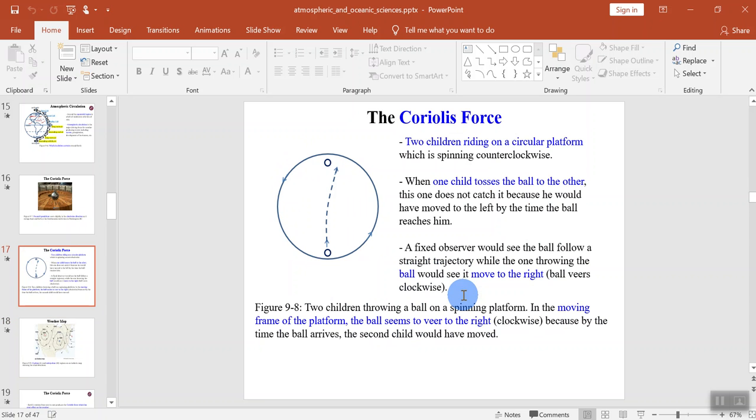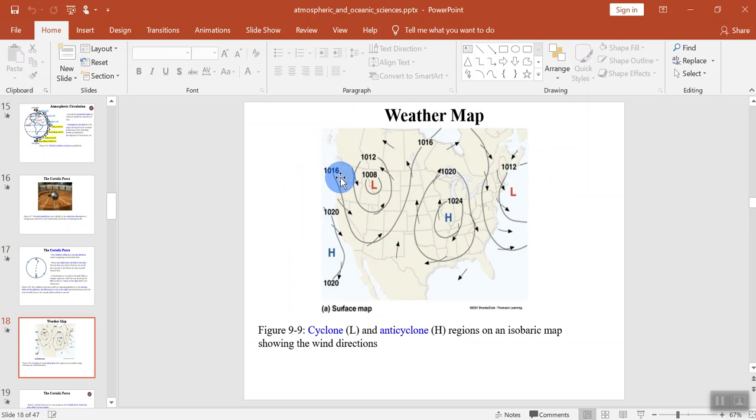All right. Let me say one more thing. Now you take these two kids, instead of playing on a platform like this, you take them to the very North Pole. Okay? And they're tossing the ball. Earth is moving underneath them counterclockwise, just like here. So if one kid tosses the ball, same thing happens. It looks like the ball is veering slightly to the right. Okay?